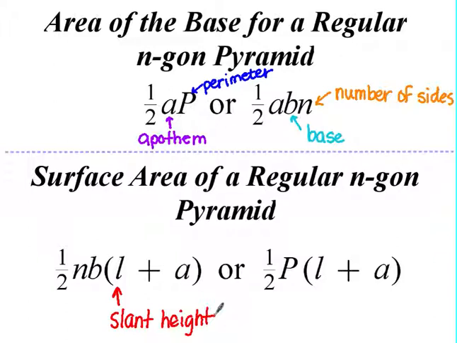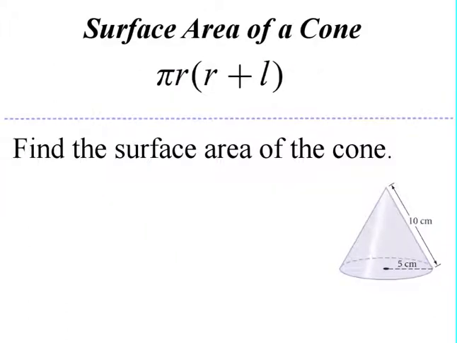Now we've got another formula coming up, and that's going to be the surface area of a cone. So the next one is the surface area of a cone. Now notice that one, it's pi r times r plus L. Pi r times r plus L. Now notice on this one I didn't have an A equals. I probably should have. So there, we'll make it look nice. And then we've got an example to look at.